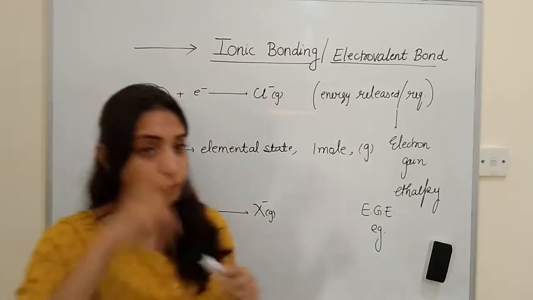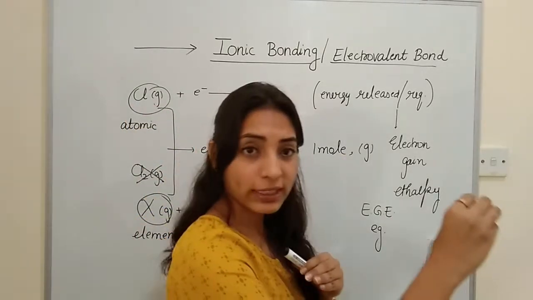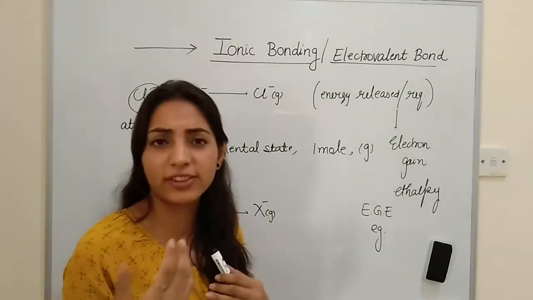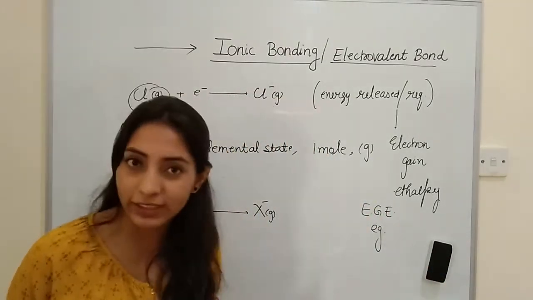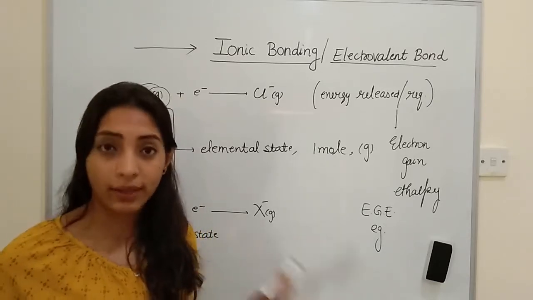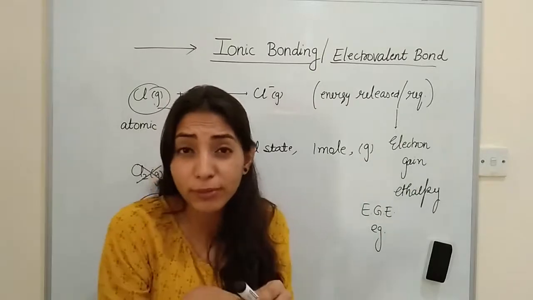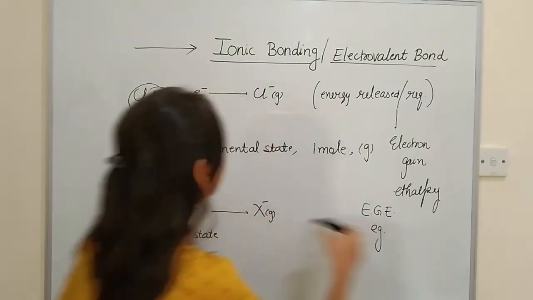Understood? So we got two things. If atom is losing electron, we have to provide energy. If atom is gaining electron, maybe energy is required or maybe energy is released. Then what? After this, the cation and the anion which are formed have to come close to each other, right? So let us see.